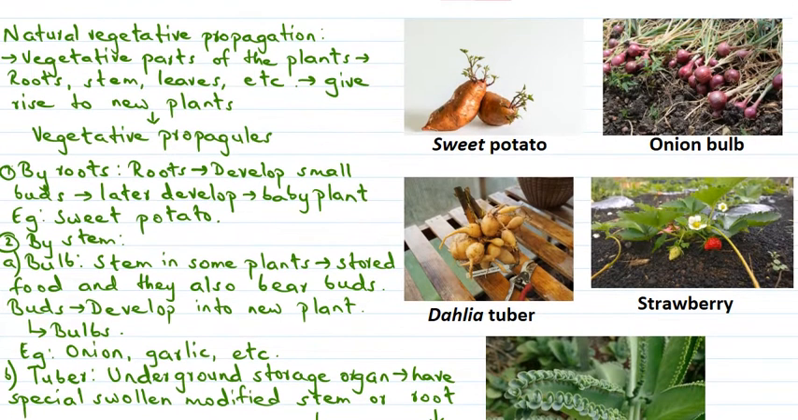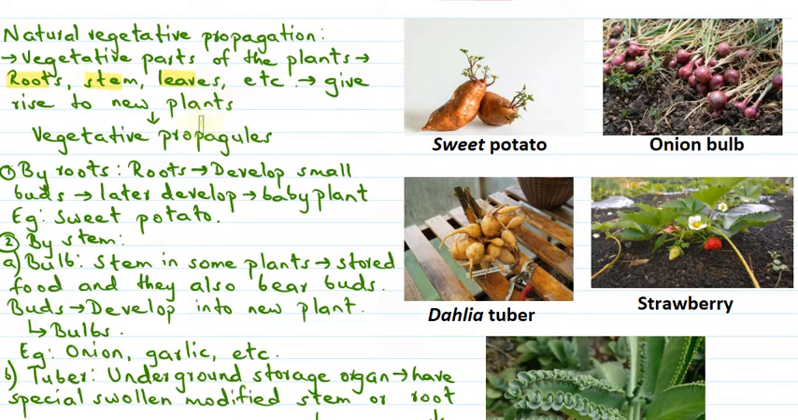So we know that plants can reproduce both by asexual and sexual means. Asexual reproduction that takes place in plants is also known as vegetative propagation. Vegetative propagation is of two types, natural and artificial. Today we have focused only on natural vegetative propagation, which involves vegetative parts of the plants like the roots, stem, leaves, etc.